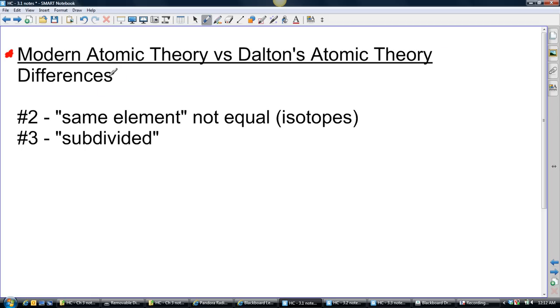So what were the two differences? Well, in statement number 2 of Dalton's atomic theory, it said, elements are identical in nature. Basically, there are no variations. There's only one type of hydrogen and there's only one type of carbon. In reality, when we talk about the same element, they can be different types that are not equal. Well, that's just what we call isotopes. And we'll talk more about isotopes specifically in section 2.